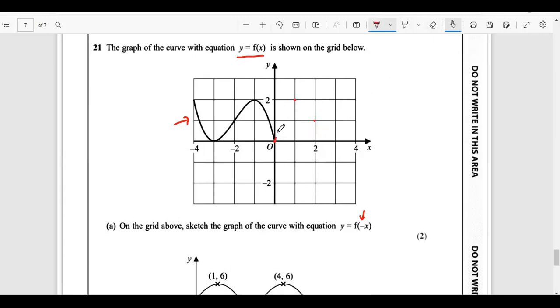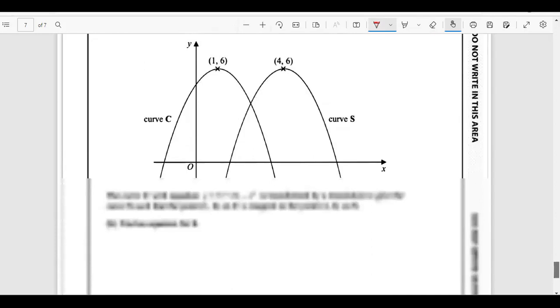I'll do it in parts. It would be a reflection in the y-axis. But this is your point. If it's minus x, it would be in the y-axis. If it was minus f of x, then that would be in the x-axis. It is opposite actually. All right. Okay, this is done. This is the last part.